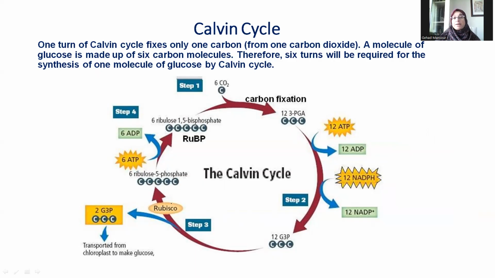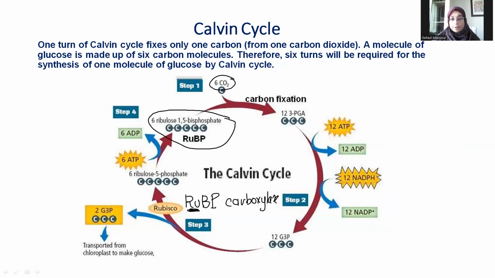Here, the main enzyme, as we said, is Rubisco, and Rubisco stands for ribulose biphosphate carboxylase. Why? Because the Calvin cycle starts by the addition of carbon dioxide to ribulose biphosphate. This is not the overall reaction.